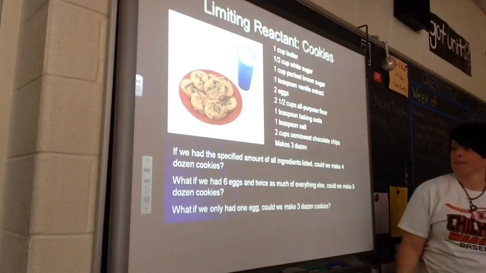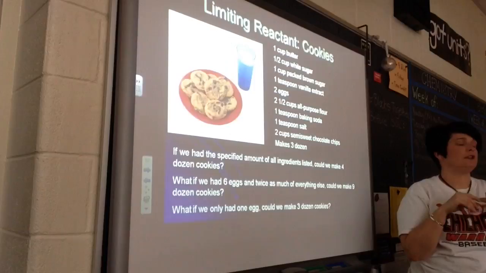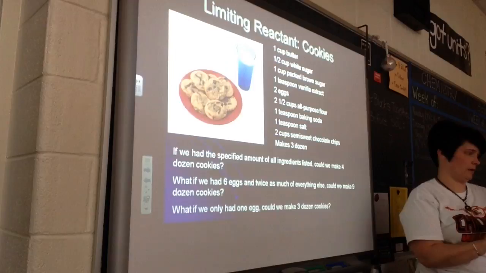And we have a sort of a standard cookie size, if you will, okay? Different people do make cookies in different ways. In my house, they're super big. In people's houses, they're real tiny. I don't know what that's about. You just have to eat more of them, okay? So we could not make 4 dozen cookies.